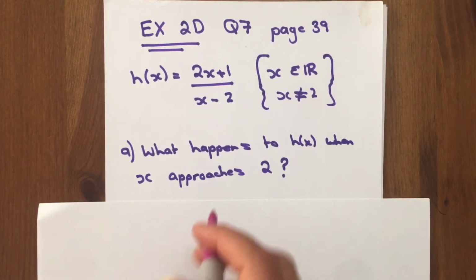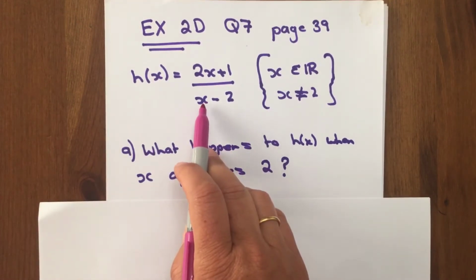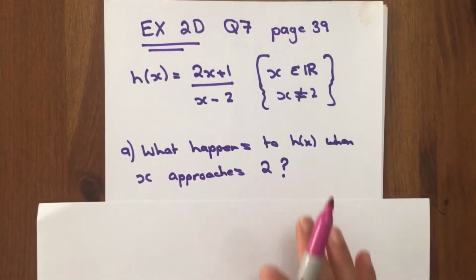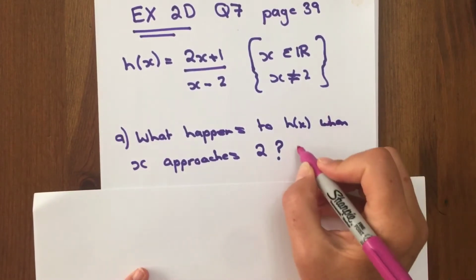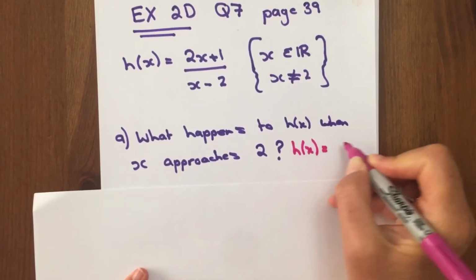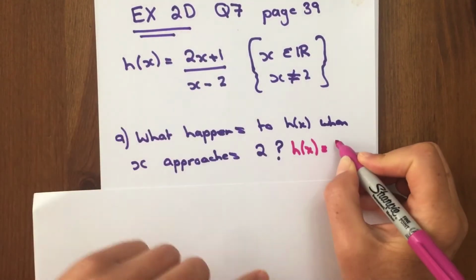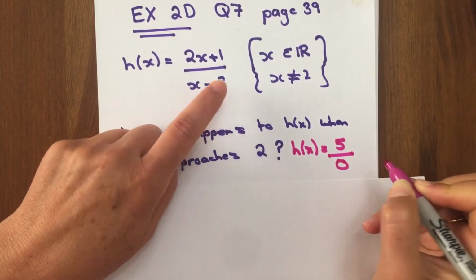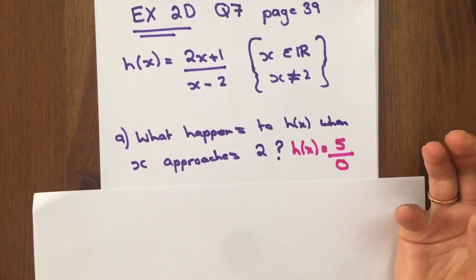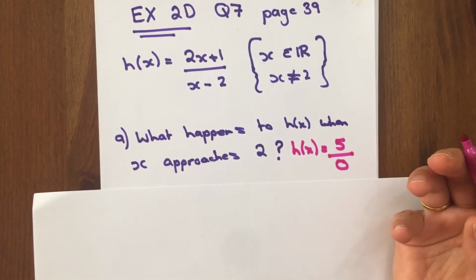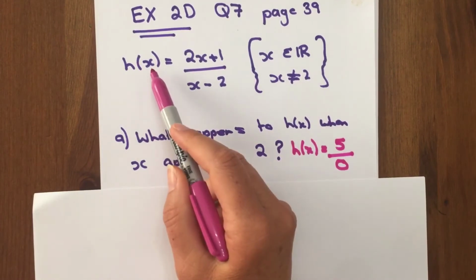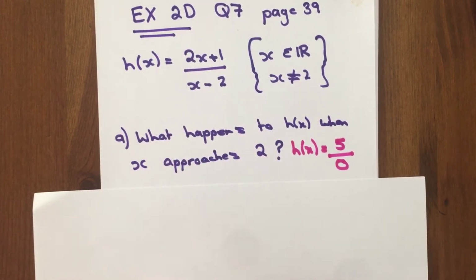Okay, so you can see when x is 2, what do I get for my function h of x? Well, h of x will become on the top 2 times 2, 4 plus 5. And on the bottom, it becomes 0, 2 minus 2. Now, we know that if we divide by 0, we get an infinite answer. So, as x approaches 2, h of x will approach infinity, i.e. you have an asymptote. Okay?